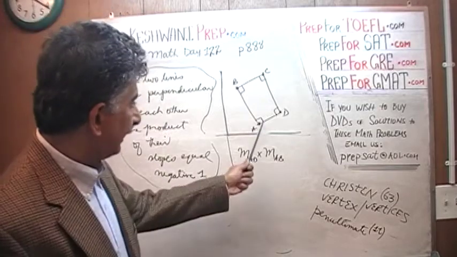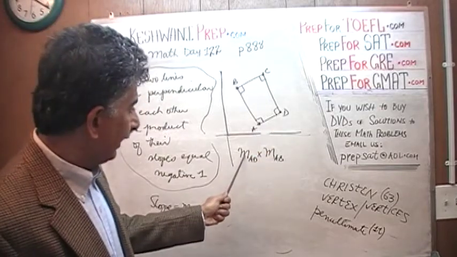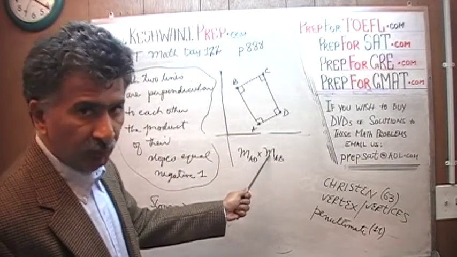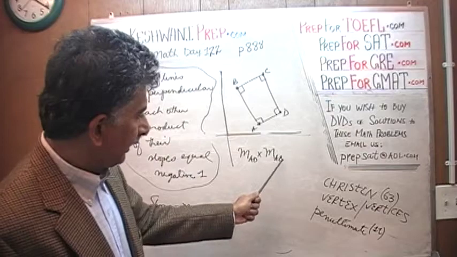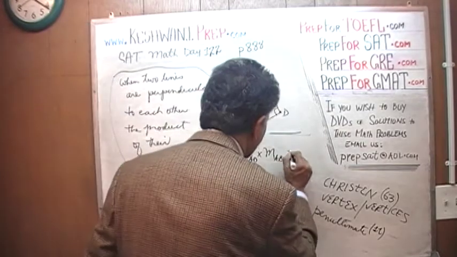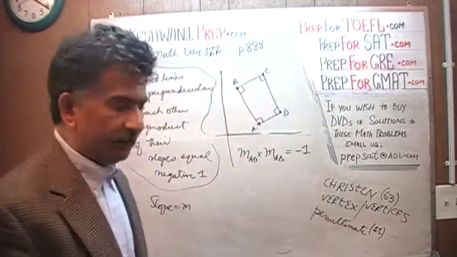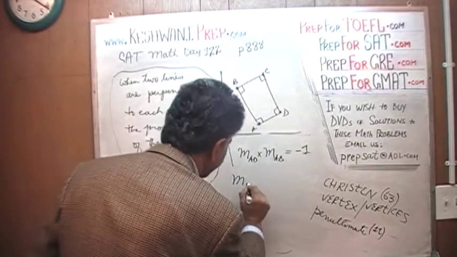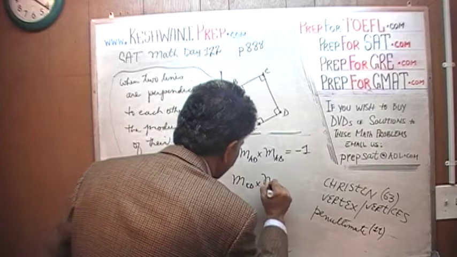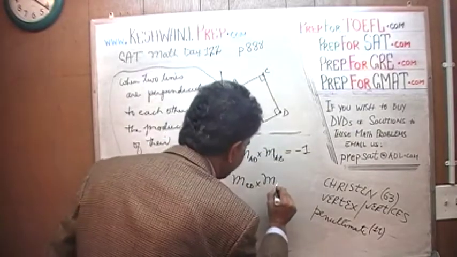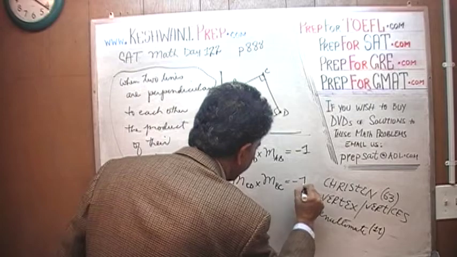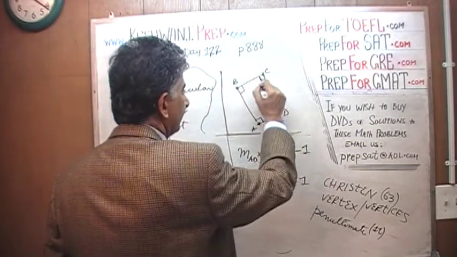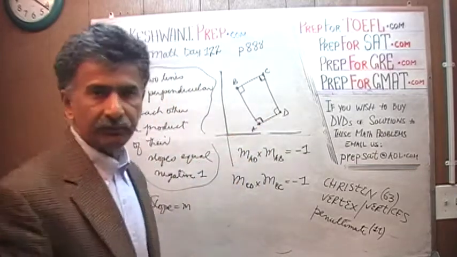The slope of line AD will be represented as M subscript AD, and the slope of line AB is going to be M subscript AB. Their product is going to be -1. Similarly, the slope of line CD times the slope of line BC is also going to be -1, because they are perpendicular. They are sitting at 90 degrees. This is 90 degrees, this is 90 degrees.